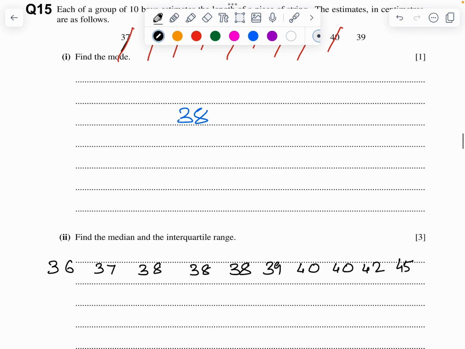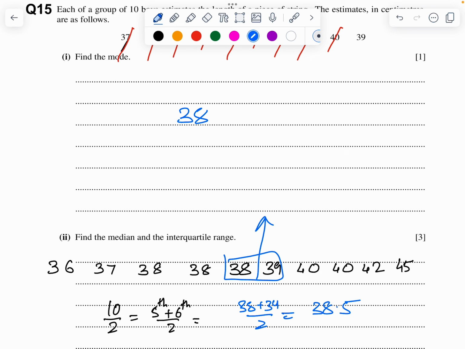Now the median. How many numbers? 10 numbers. So 10 divided by 2, the fifth term plus the sixth term, averaged. What are the fifth and sixth terms? 38 and 39. So 38 plus 39 by 2 is 38.5. So the median is 38.5.